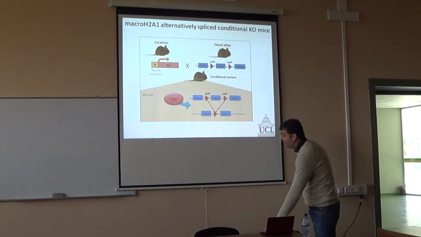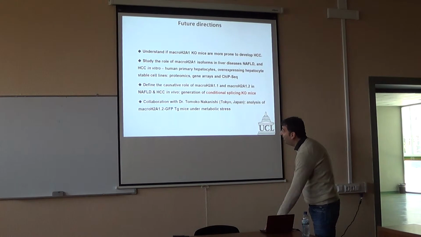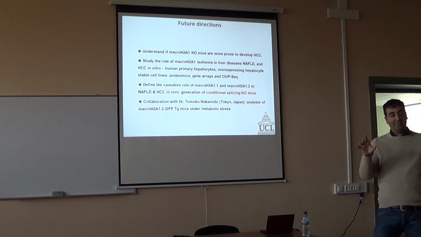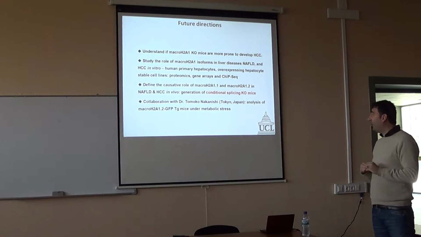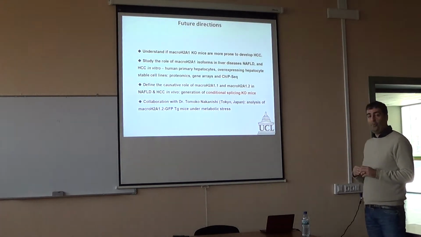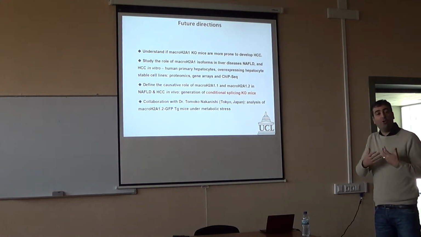Also, basically, since I told you that the gene undergoes alternative splicing, so there are two isoforms, we created a mouse model. It took me 5 years to create this. You can splice alternatively one isoform or the other. It's an alternative knockout model.